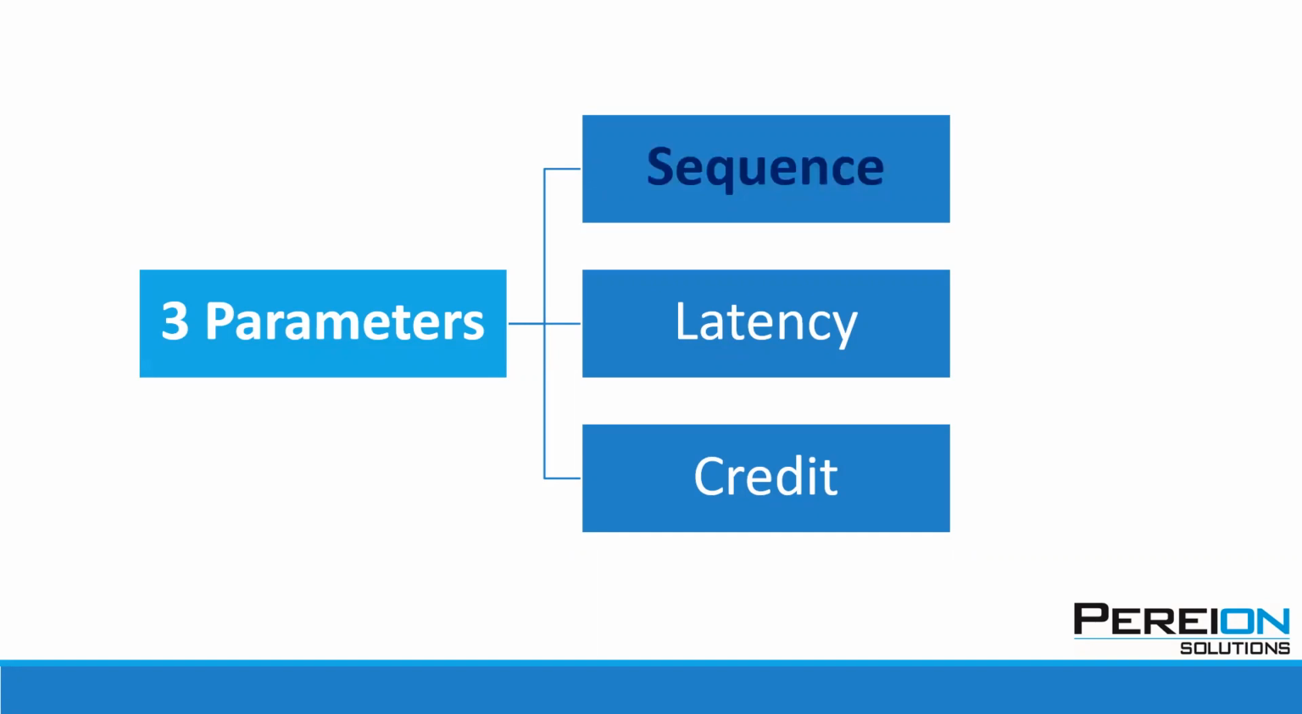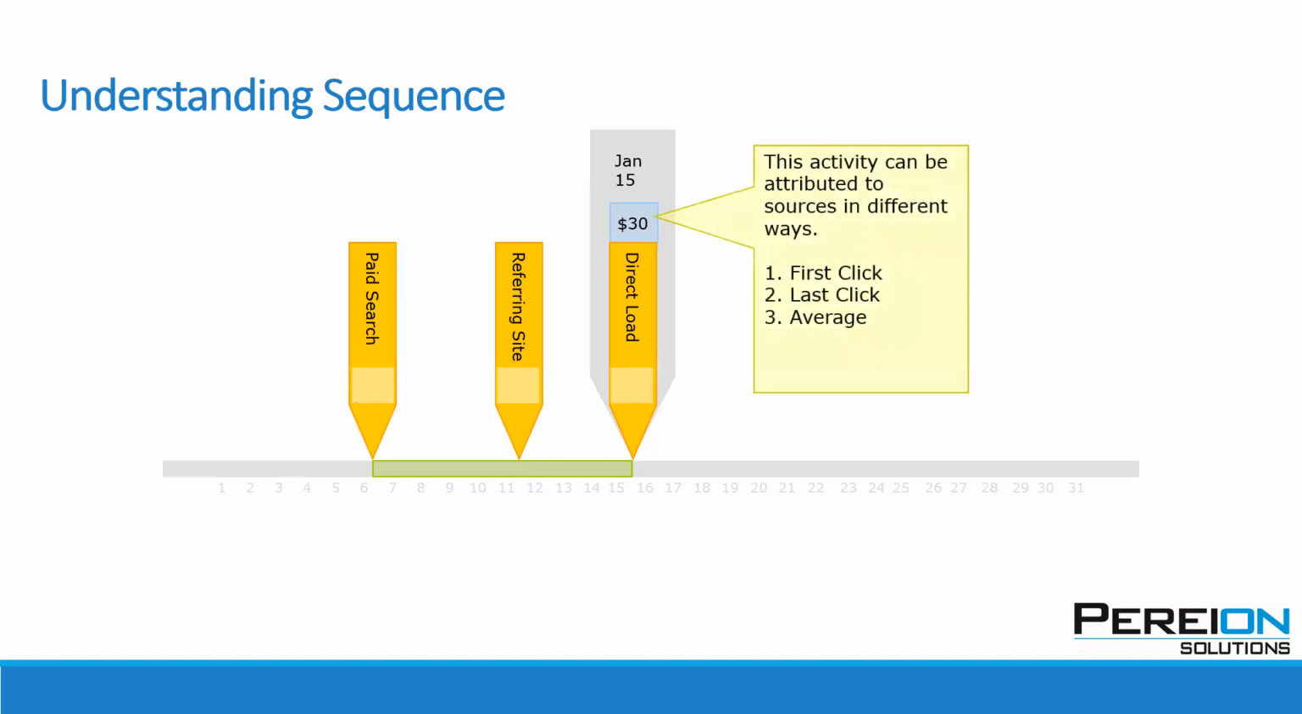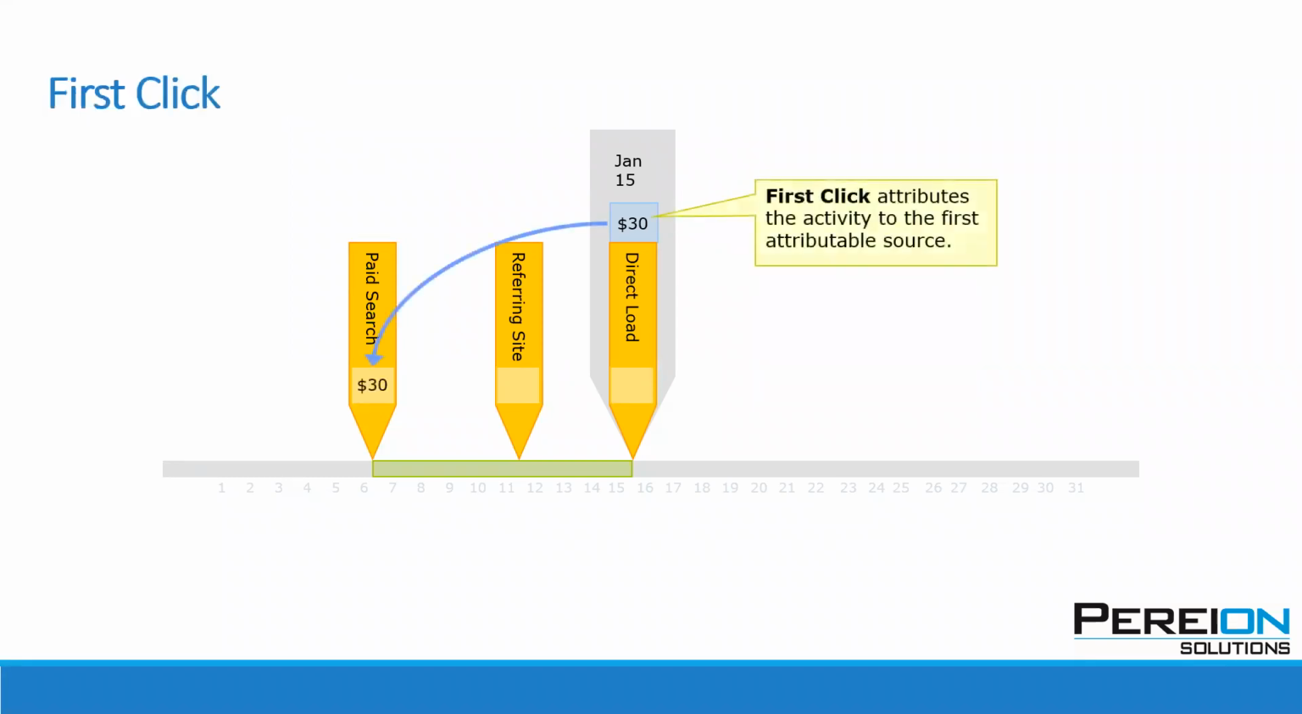Sequence relates to the order of clicks in the customer experience. There are three key ways to use sequence to look at marketing campaigns. How many times was this link the first click? This tells you if the marketing campaign is the starting point in the customer's purchase cycle. The other two types of sequence are last click and average click. We're going to go into examples of each. As I mentioned, first click attributes the activity to the first attributable source. In this example, we're looking at a 7-day attribution window, and paid search gets the credit when using a first click attribution.